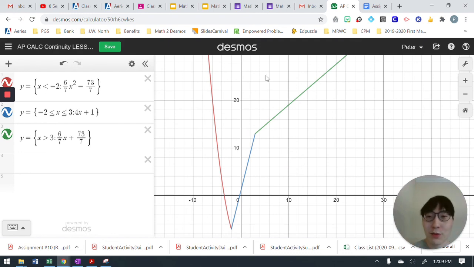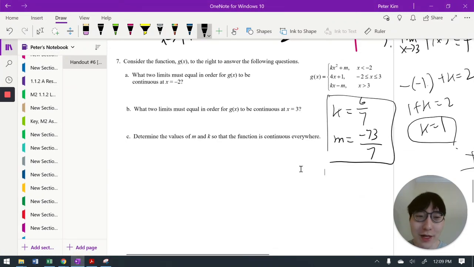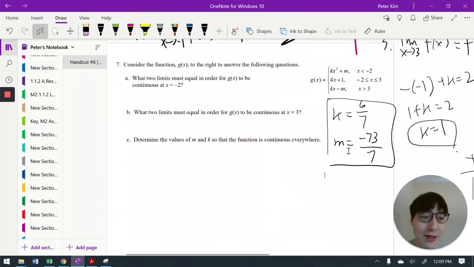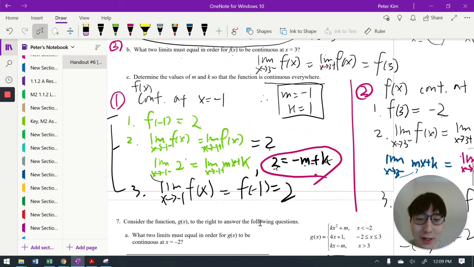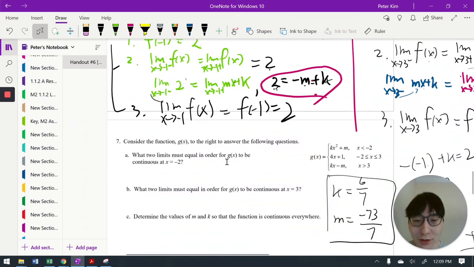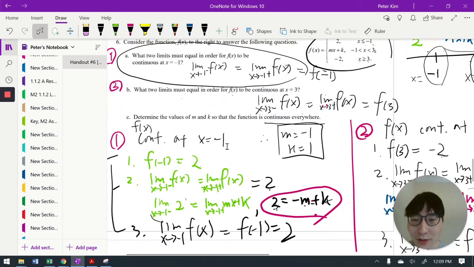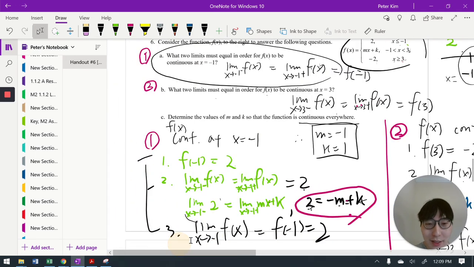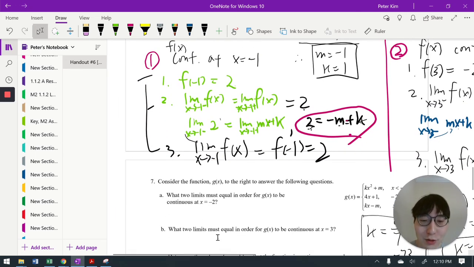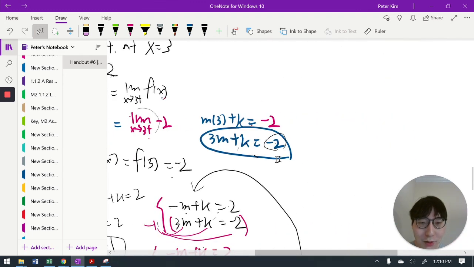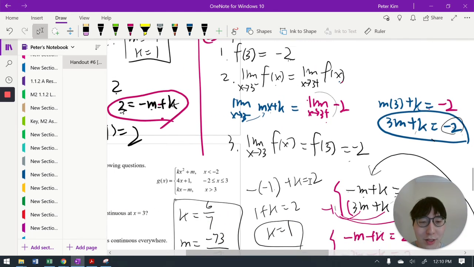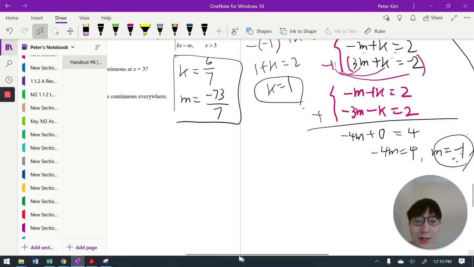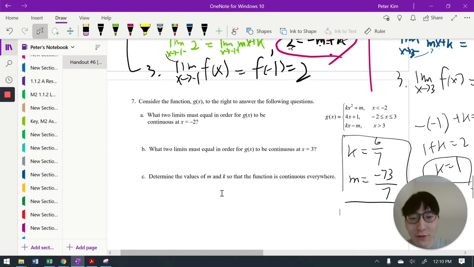All right, so I want you to try it yourself. I mean, I already gave you an answer, but how do we figure out 6 over 7 and negative 73 over 7? You do it after satisfying 2 particular conditions, right? F of x continuous at x equals negative 1, and f of x continuous at negative 2, for example, and f continuous at x equals 3. You see that we came up with 2 particular equations, right? And then we needed to do a system of equations to figure out what m and k are, since here they're asking for m and k again, right?